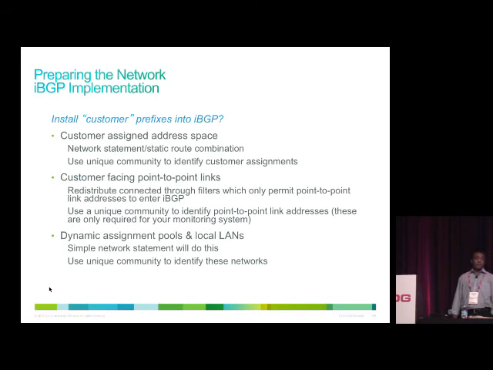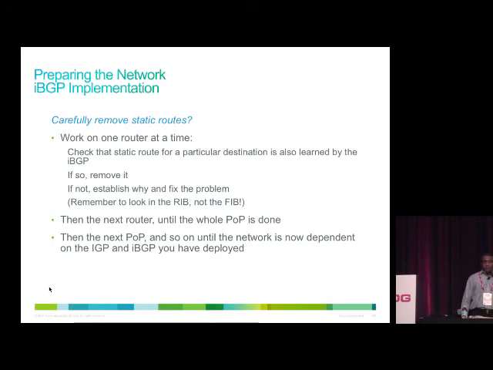Okay, let's go quickly. Installing customer prefixes into BGP. It could be that it is a customer assigned prefix. If it is a customer assigned prefix from your address block, then you can use a static route and network statement to inject it into your network. If it is a registry assigned IP address or prefix, then you can receive it via BGP. Then after you implement, you can carefully remove the static routes, one by one, and make sure that everything is working.